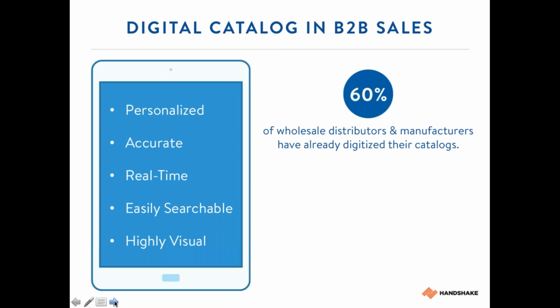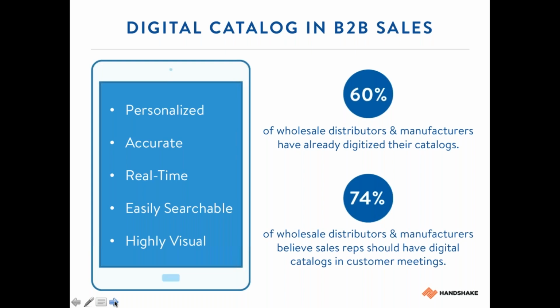So a few quick stats here. We did a survey of over 400 wholesale distributors and manufacturers across all different industries. And we found that 60% of manufacturers and distributors have already digitized their catalog in some shape or form. When we asked about the information they'd most like their sales reps to carry into customer meetings, digital catalogs came out on top, with 74% of respondents wanting their reps to have access to them.